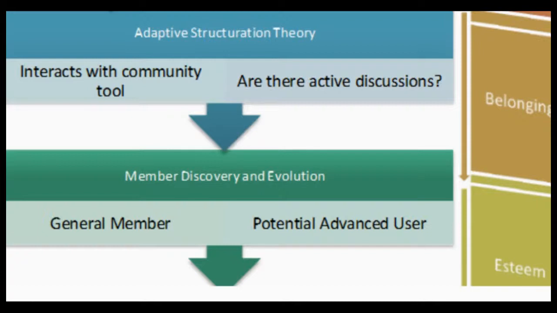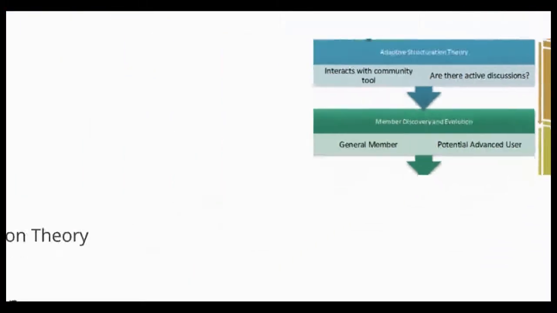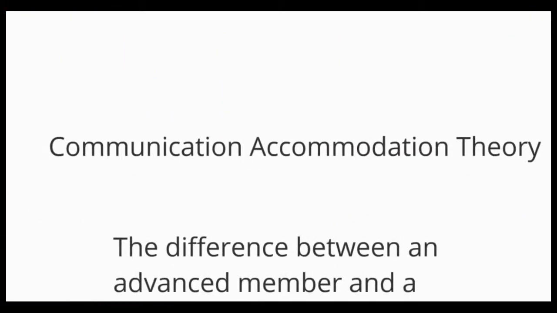So what we're going to be seeing here is the member discovery and evolution phase. This is going to be where a general member can either become a potential advanced user or just continue to be a general member. Now the difference between a general member and an advanced member is going to be facing the communication accommodation theory. Now this is going to be one of the major barriers.